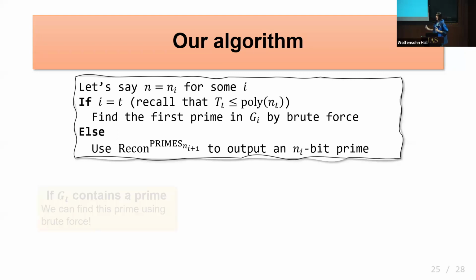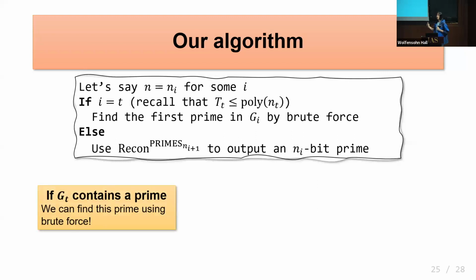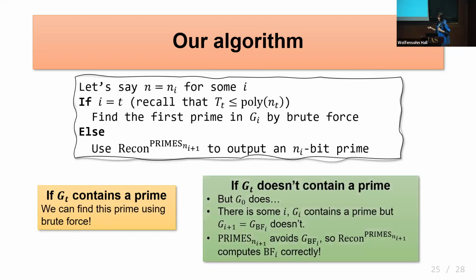To see the correctness, we can also consider two cases. The easy case is when g_t contains a prime, then we can just do brute force and get our algorithm on input length n_t. If g_t doesn't contain a prime, but we know g_0 does, therefore there's some i such that g_i contains a prime, but g_{i+1} doesn't. And we'll show that our algorithm is correct on input length n_i.